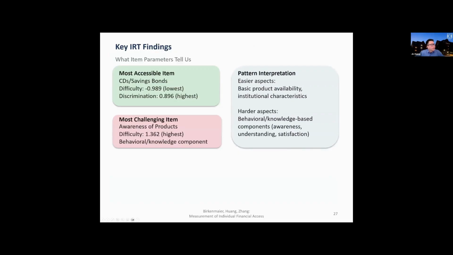Okay, so these slides summarize our major results from item response theory. The most accessible item, as I mentioned, is CDs or savings bond. It has the lowest difficulty parameter and highest discrimination parameter. And the most challenging item here, in fact, is the awareness of the product. So it's really difficult to achieve a full awareness of the financial products available to people.